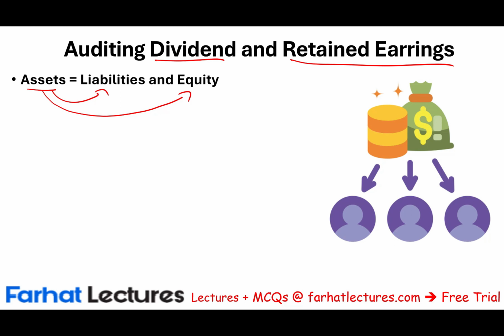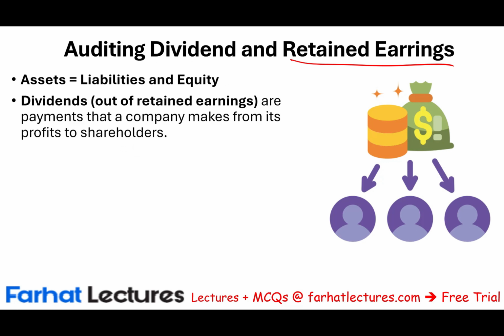plus equity. So we finance the company through two sources: debt, which is liabilities, and we went over the liabilities cycle and we finished this one. Now we are finishing equity. What we're left with is dividend and retained earnings. So we will discuss what's dividend, what's retained earning, and how do we audit these two accounts.